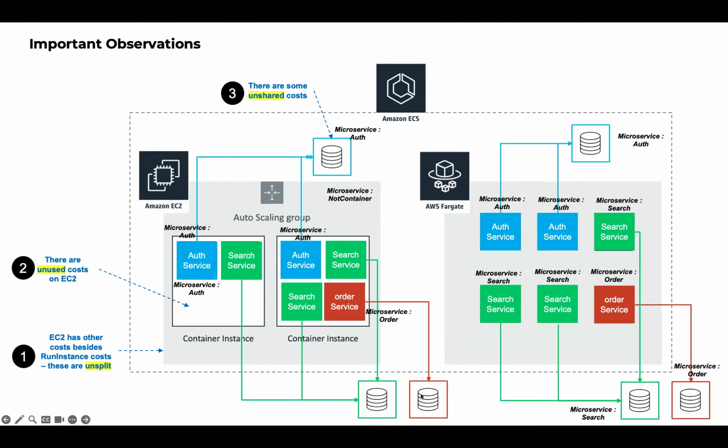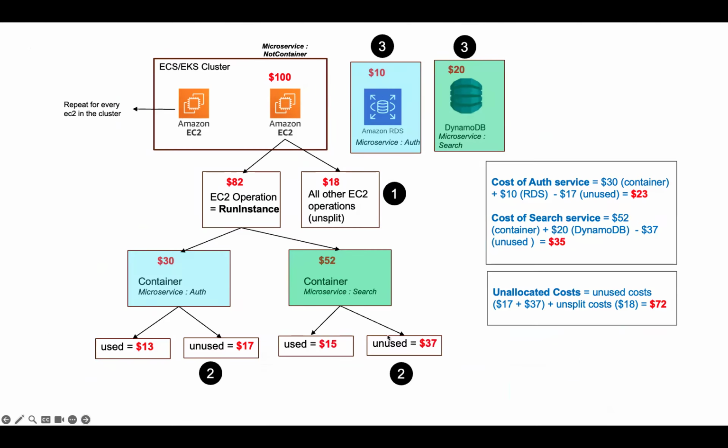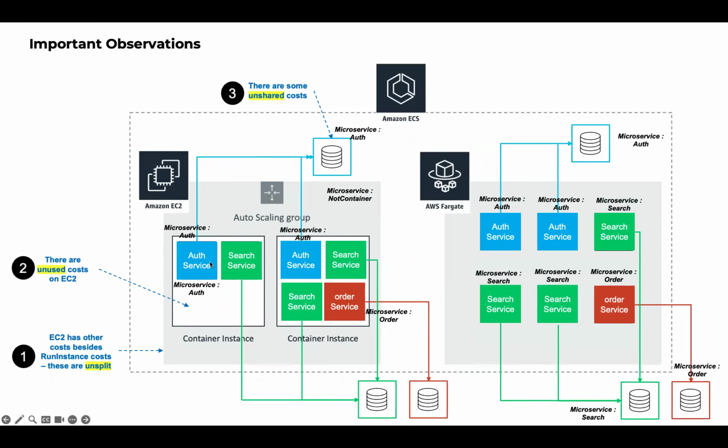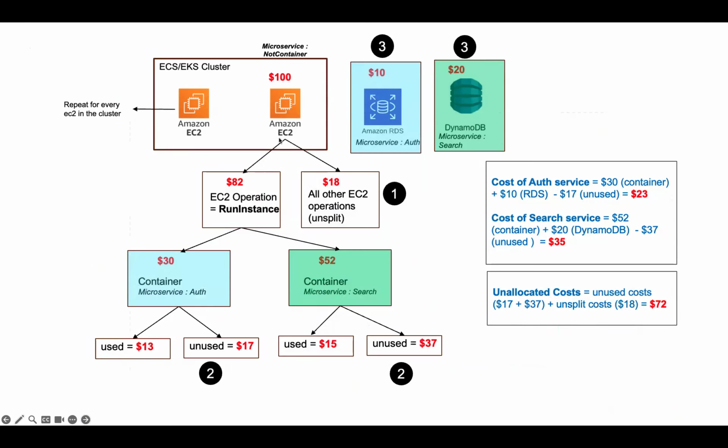So ideally, what do we want to do, right? This is the same picture as before. This first EC2 is corresponding to this EC2 on the left here, right? So it's running auth and search. And so you'll see here, this EC2 is performing a run instance operation and running the auth and search containers. But it's, like I said, also running other operations, right? Like doing data transfers, etc., right? And those are not split up. And then obviously we have the databases, so it's showing the two database costs.